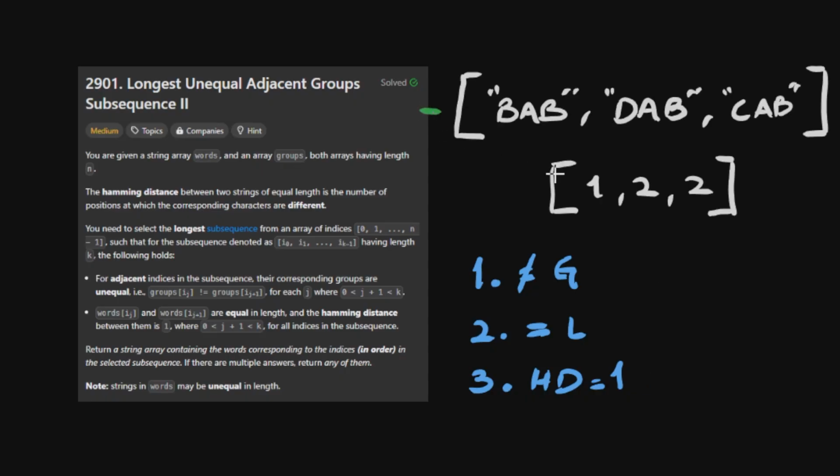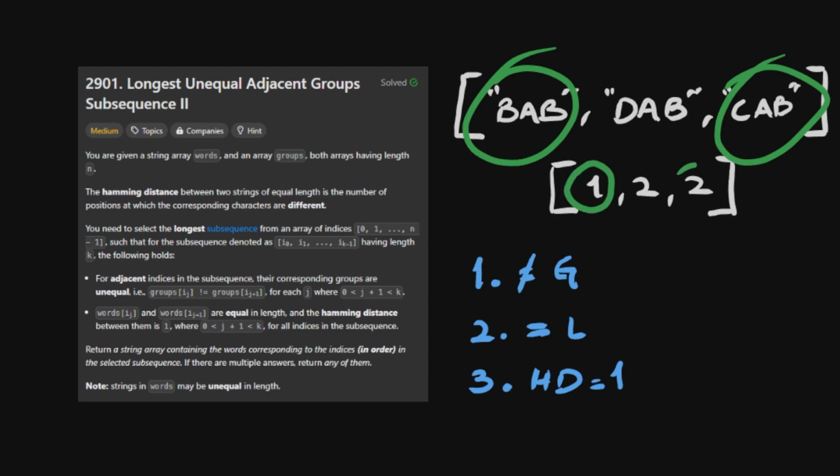Let's say this is words and this is groups, and let's say that we take a subsequence with these elements. First, we are checking if the values of the corresponding indices at groups are different. In this case, we have a 1 and a 2 and they are different, so this is okay. Next, we need to check if the length of words is equal. In this case, the length is 3 and it's equal, so this is okay.